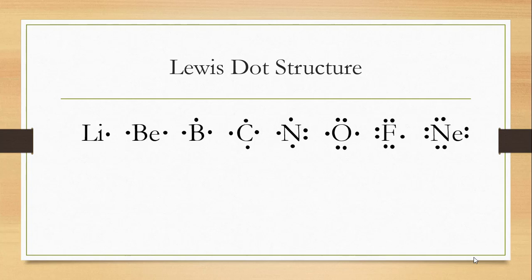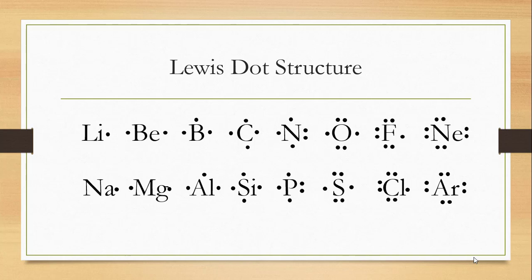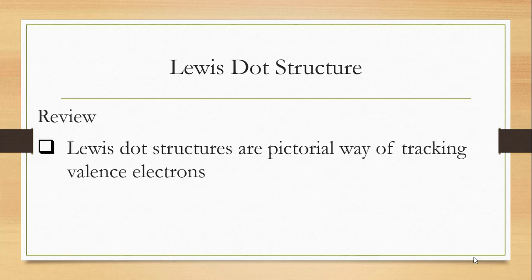If you go down to period 3, this becomes a very easily visualized periodic trend. That's all there is to Lewis dot structures. We'll be using these dot structures to show how electrons are either transferred or shared to allow for various types of bonding. So for a quick review, Lewis dot structures are just a visual way of tracking valence electrons.